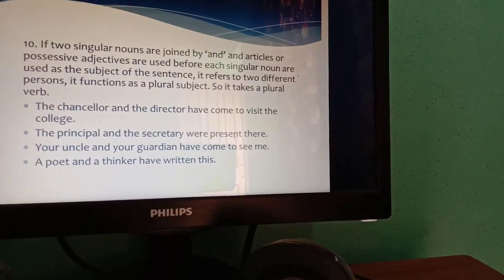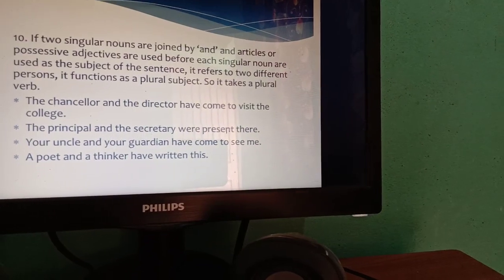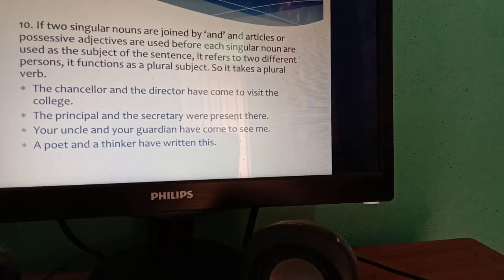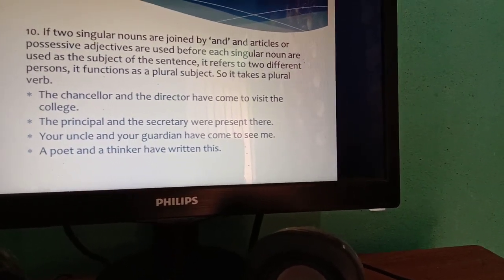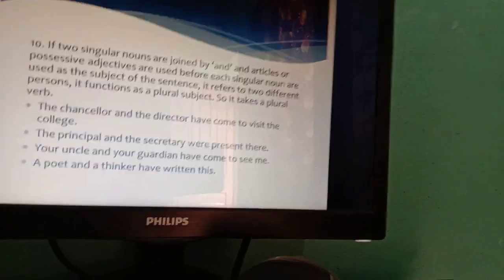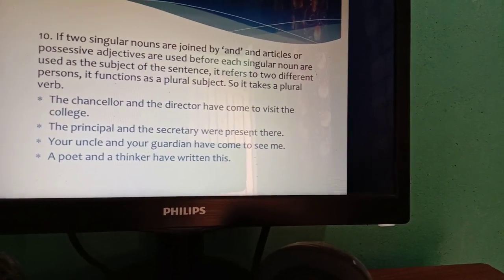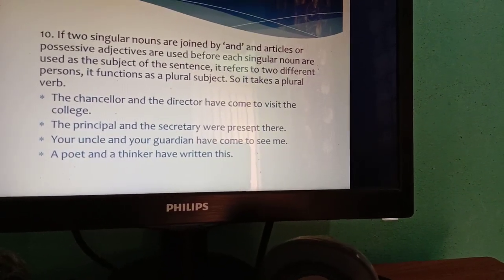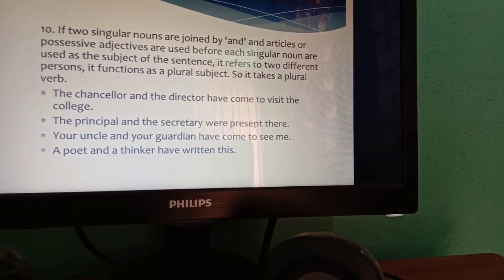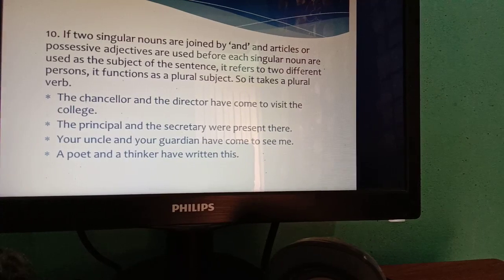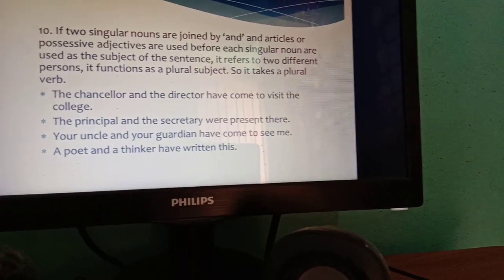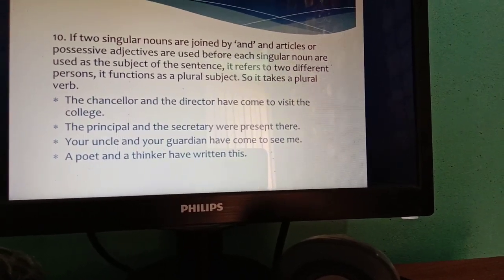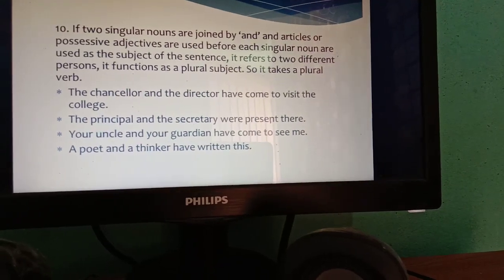So here in rule number 10 it is telling that if the two singular nouns are joined by "and" and an article or possessive adjective is used before each of them, therefore used as the subject of the sentence, it refers to different persons, so it functions as a plural subject and it takes a plural verb. Because the article or possessive is used with each of the two subjects, it differentiates the two persons, and therefore it will function as a plural subject. So it will take a plural verb.